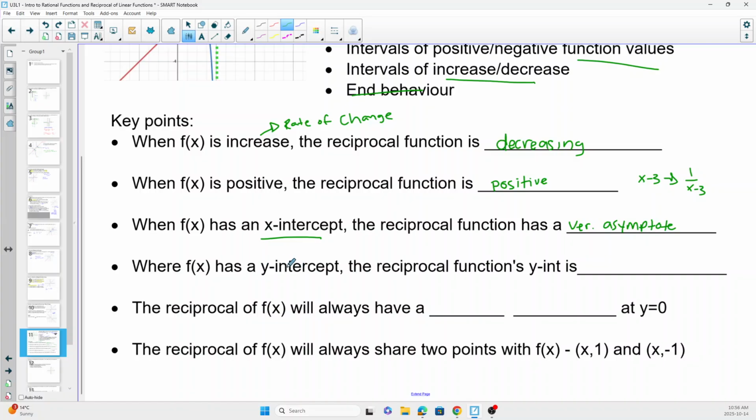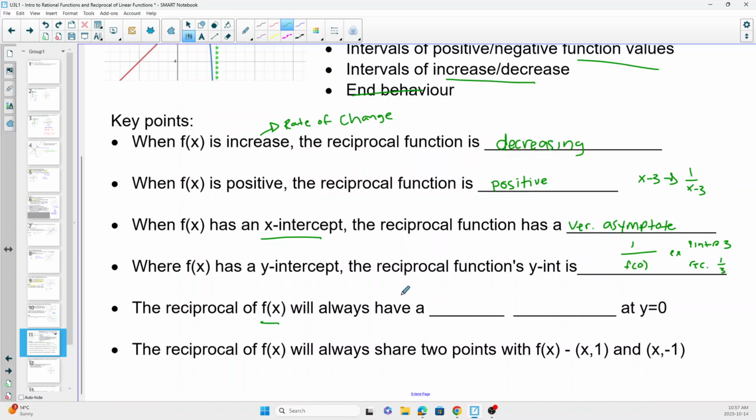Where f at x has a y-intercept, so where the original function has a y-intercept, the reciprocal function's y-intercept is 1 over the original function's y-intercept. I guess we could say 1 over f at 0. Y-intercepts always happen when we have an x value of 0. So this would be the original function's y-intercept. The reciprocal's will be 1 over that value. So if the original function has a y-intercept at, let's say, 3, the reciprocal will have a y-intercept at 1 over 3, 1 over that value.